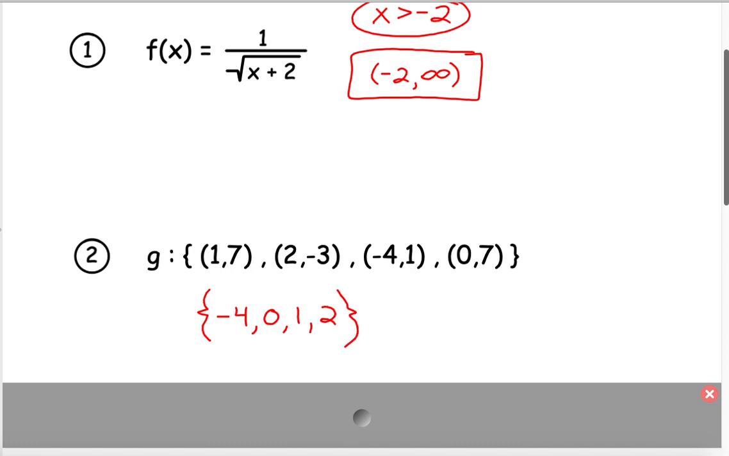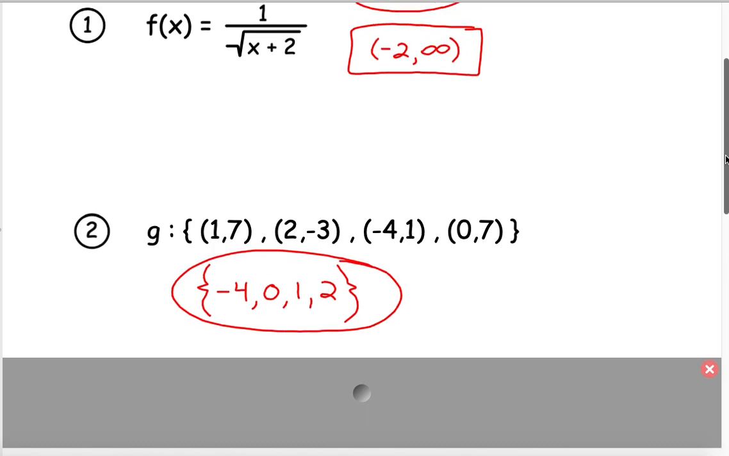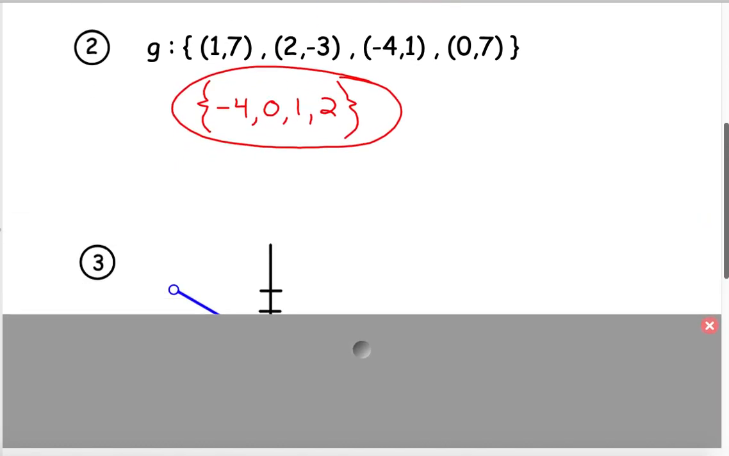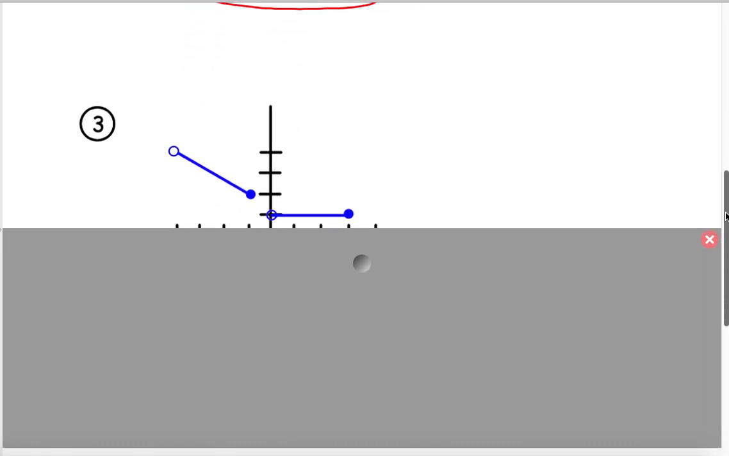Now, it isn't wrong unless you're asked specifically to put it in ascending order. So if you just list it as 1, 2, -4, 0, that's fine. But those 4 elements represent the domain of this function. Let's look at other representations. Here we have a graph.